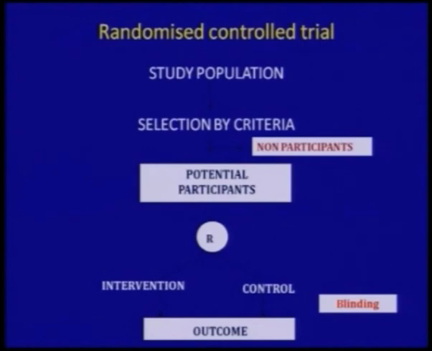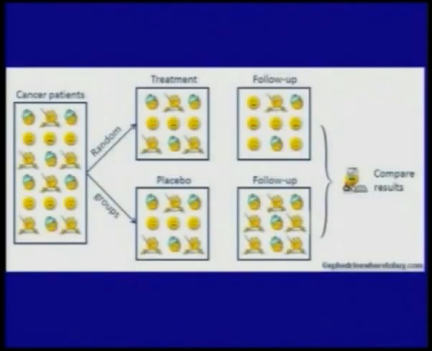So we have a study population, then we have specific inclusion and exclusion criteria. We push out certain number of people as non-participants because they don't fit the criteria, or they don't want to participate in the study. Then we select the potential participants, then we randomize them. Some will have the intervention, some will not have the intervention. Then there are different levels of blinding, then we have the outcomes.